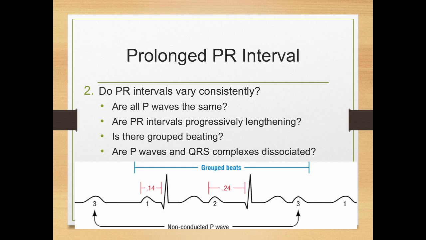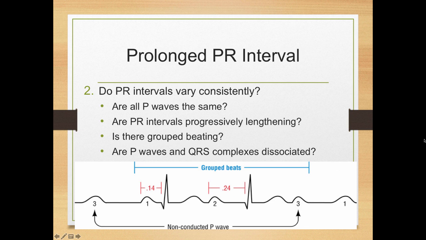So at this quick little rhythm here at the bottom, we've got our first P wave, our first PR interval. We got 0.14 seconds. That's cool. That's normal. Well, we move on to our second one. Well, that's longer. 0.24 seconds. And then I've got my third P wave, and I don't have a QRS complex here. And then we go back to our first, which would be 0.14 seconds long for the PR interval.